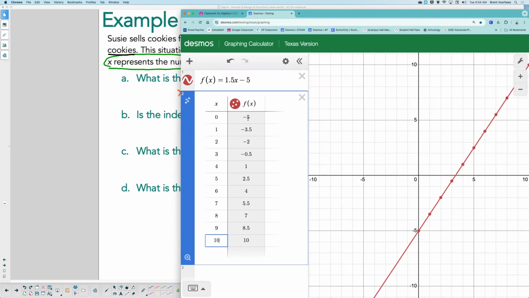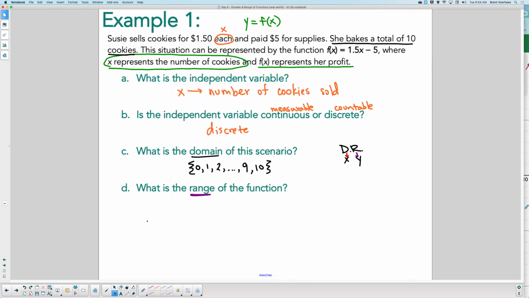Okay, so what are our values? They start at -5. Let's go ahead and write these in. Our range would be, we start at -5. What's our next value?